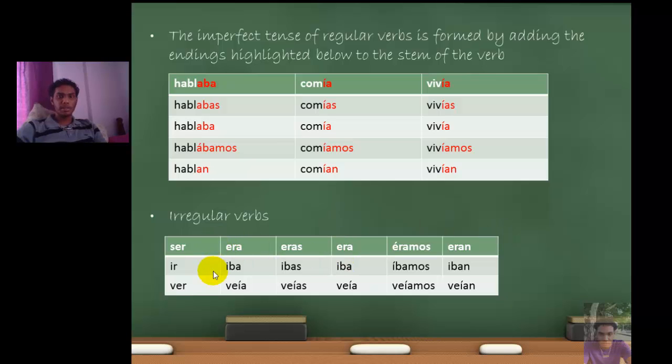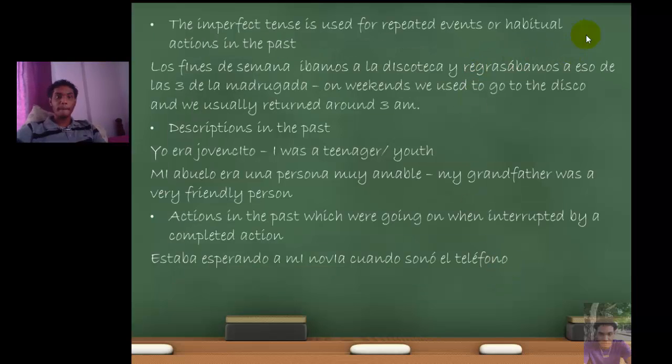The irregulars, I believe there's only 3, which would be ser, ir, and ver, right? You just learn these off, right? These are what the imperfect tense is used for, right? So, repeated events or habitual actions in the past, right?